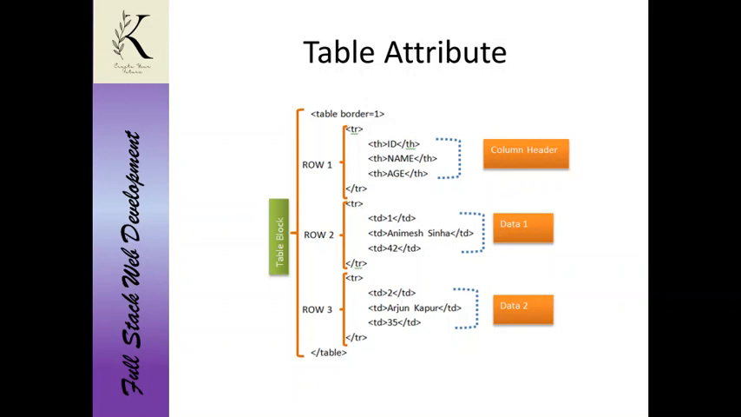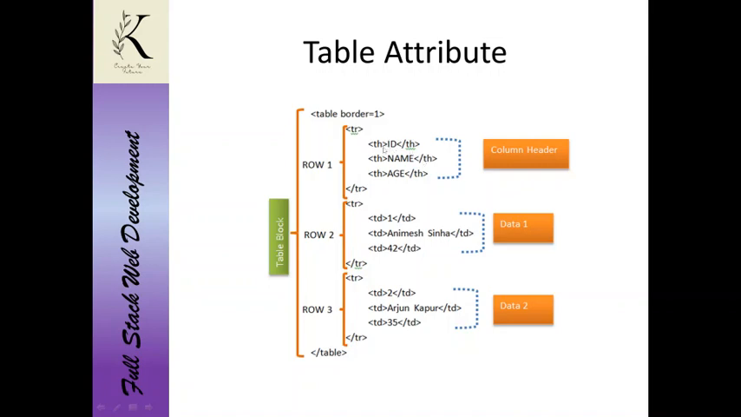So this is a basic structure of any table. It starts and ends with the table tag. In between, I can create all the rows of the table. Let's suppose I want to include a table header also. The table header is represented with the tag th, and all the table headers should be included in the first row.